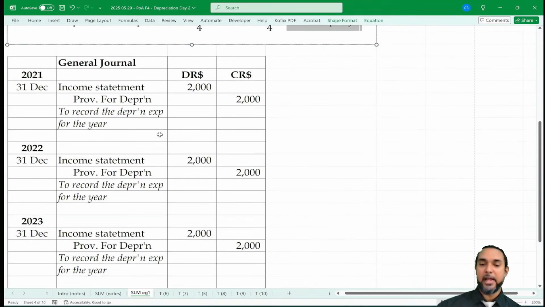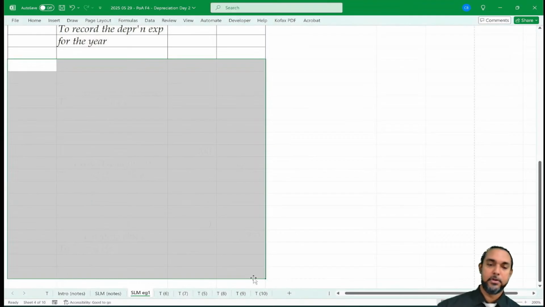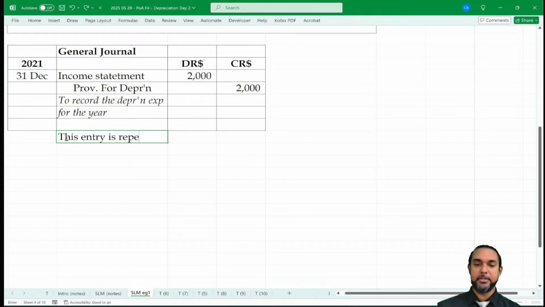So I won't have you make 4 of the same entries over and over. When you make an entry in 2021, you can't write that this entry covers all 4 years. When the entry has to be made in whatever the next year is, make it again. So we will just put that this entry is repeated every year over the asset's useful life.